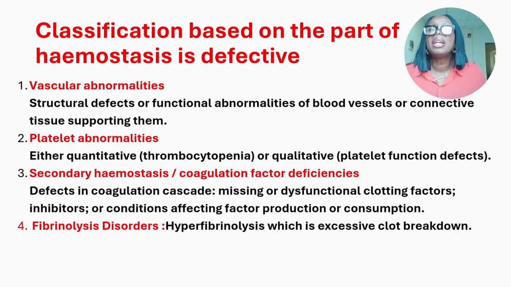We have the third one, a defect in the secondary hemostasis, or a defect in coagulation factors. Different coagulation factor deficiencies can cause bleeding disorders. Defects in the coagulation cascade, or missing or dysfunctional clotting factors, inhibitors, and conditions that affect factor production or consumption can cause bleeding disorders.